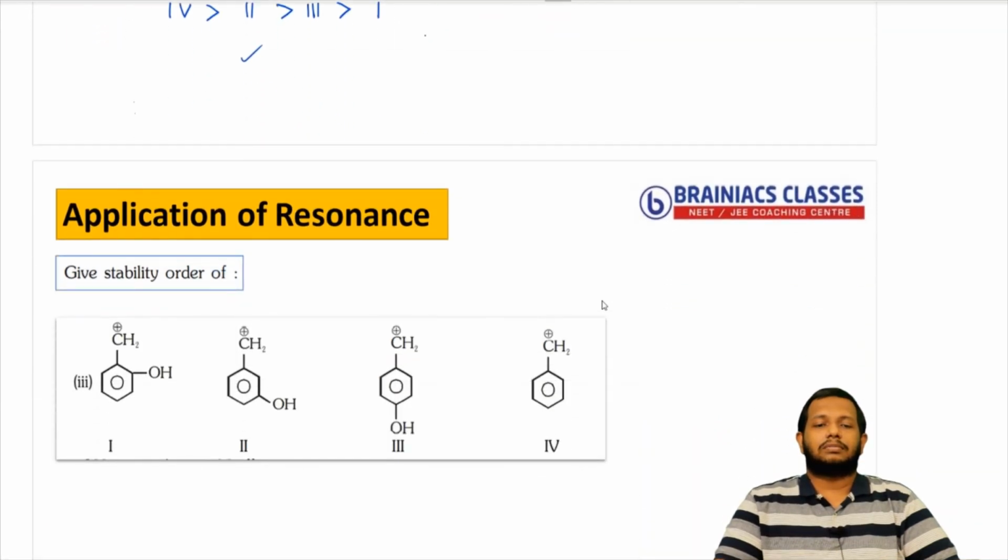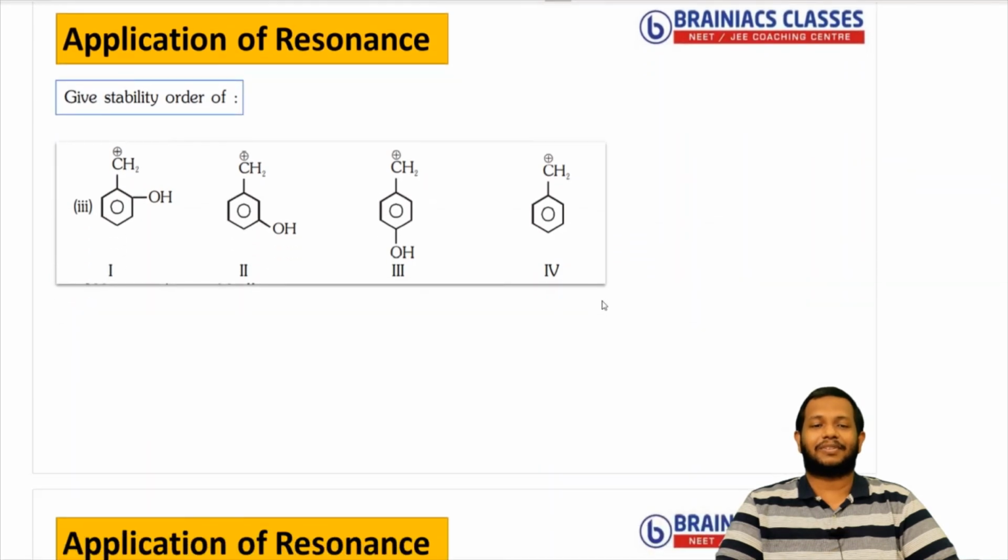Now, are you interested to attend these types of questions? Now let's see one more question here. Here it is the same order question, only one difference: I have now introduced the OH group. So first understand the OH group. What is the impact of this one? OH group has a plus M effect and a minus I effect.